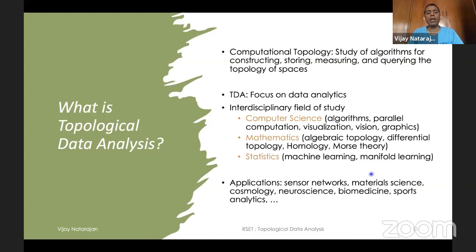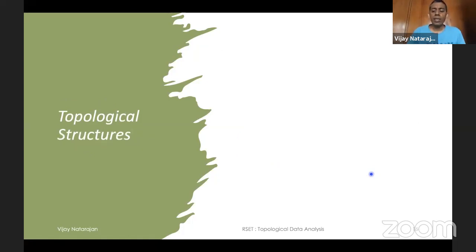Right? There are tons of applications, as you can imagine. I'm not going to list all of them here. It's just that this is still a young field, TDA, topological data analysis, but it has already been applied to data from various disciplines. Right? Okay. So with that, I want to go a little bit deep and talk about two topological structures, right?